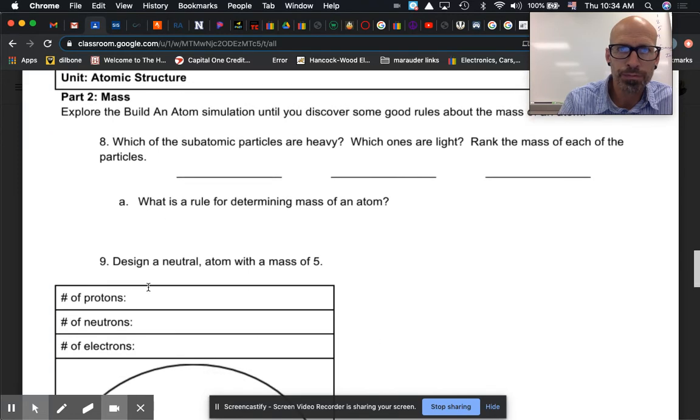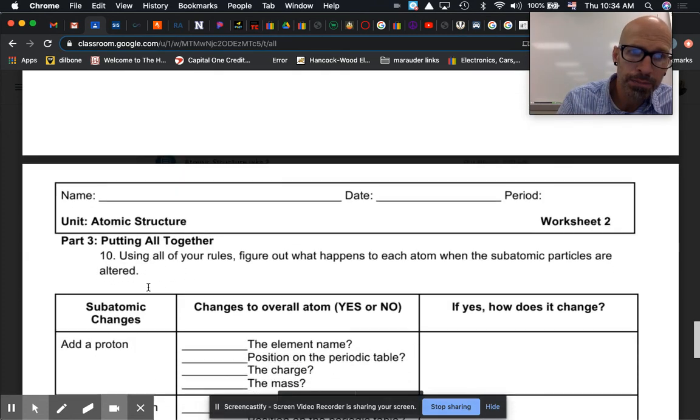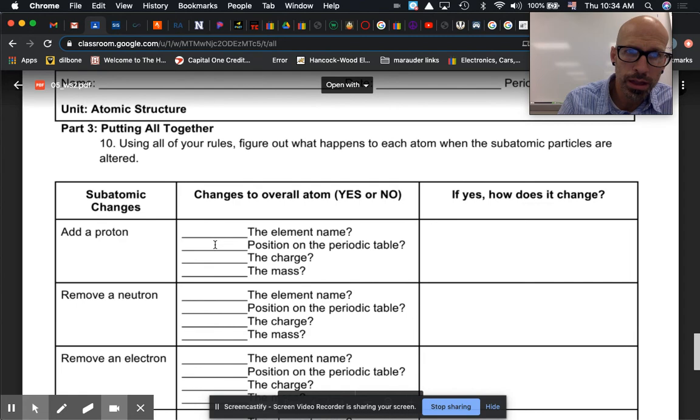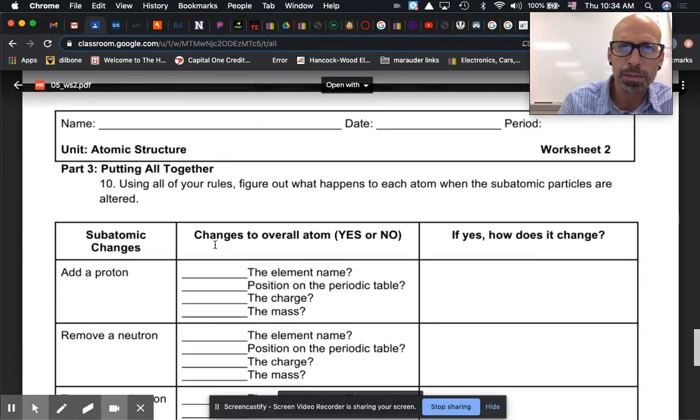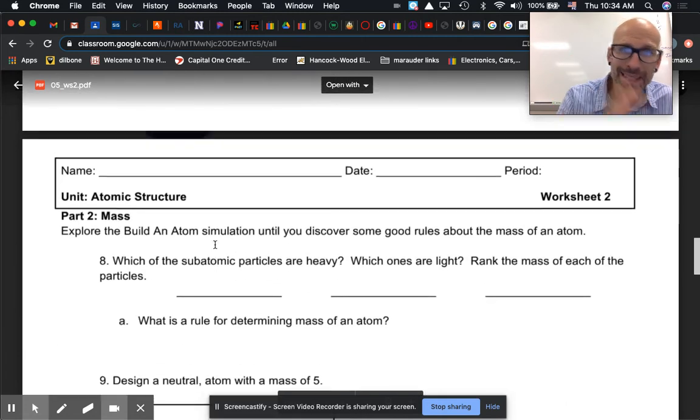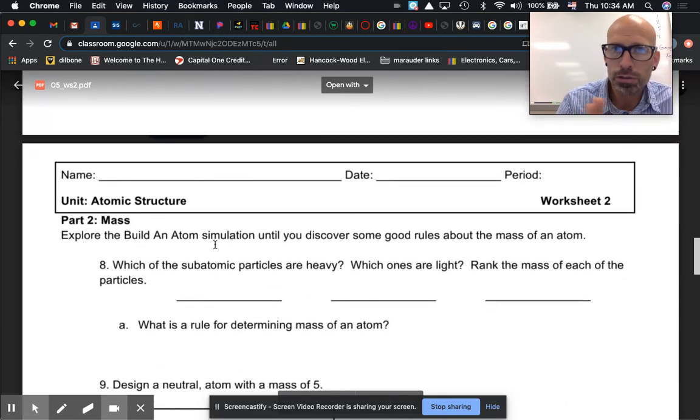We got that? Now, in the next video we'll finish. I'll get to the putting it all together part, and we'll go through this little table here, and then we'll talk about the element symbol, all that stuff. So we'll get to that next time. I know this video is long enough.